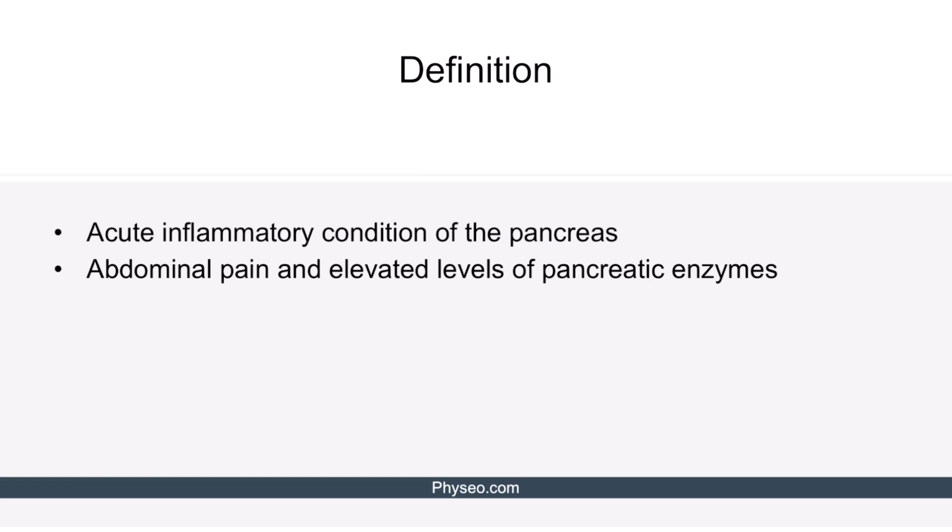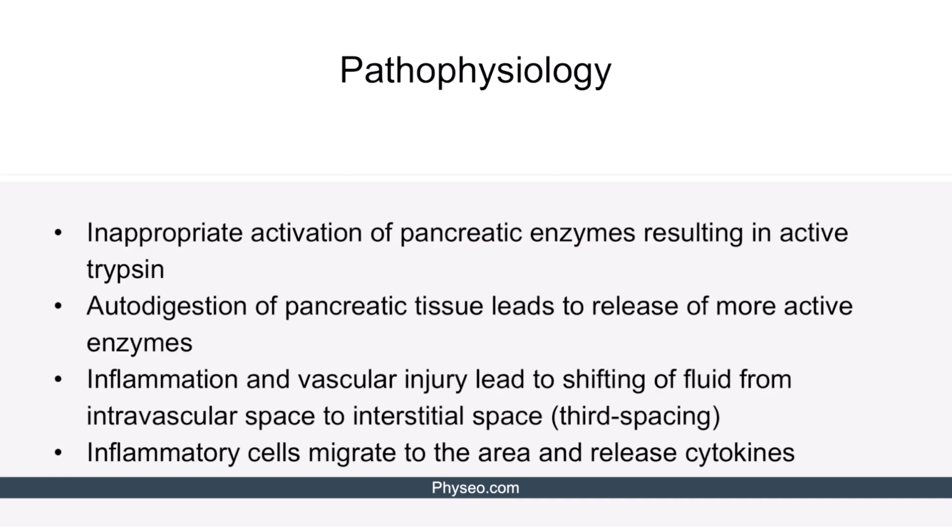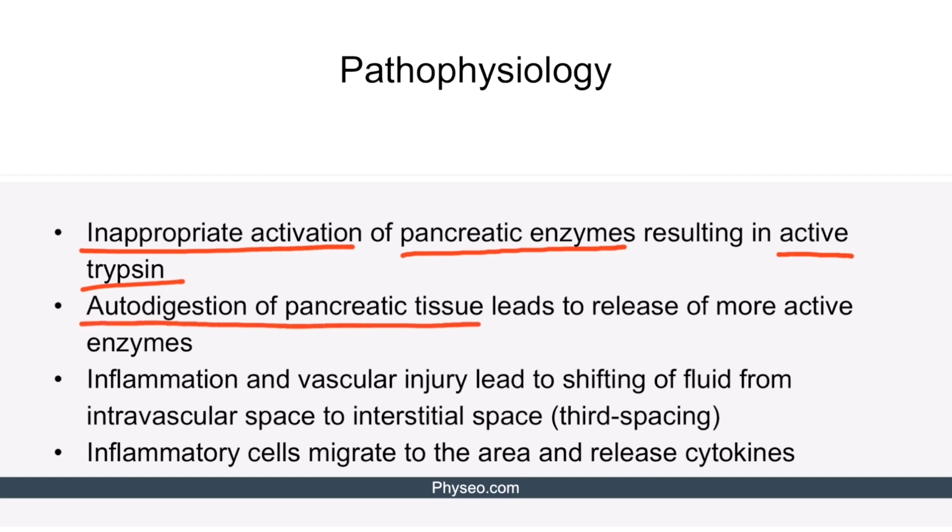Acute pancreatitis is an acute inflammatory condition of the pancreas that leads to abdominal pain and elevated levels of pancreatic enzymes. It occurs when some triggers lead to inappropriate activation of pancreatic enzymes, which ultimately results in the premature release of active trypsin. Active trypsin and other enzymes in the pancreas lead to autodigestion of pancreatic tissue. As this tissue is destroyed, it releases even more active enzymes, creating a vicious cycle.